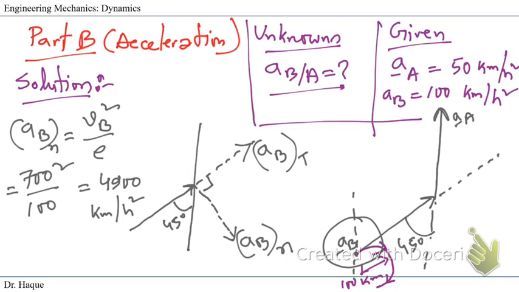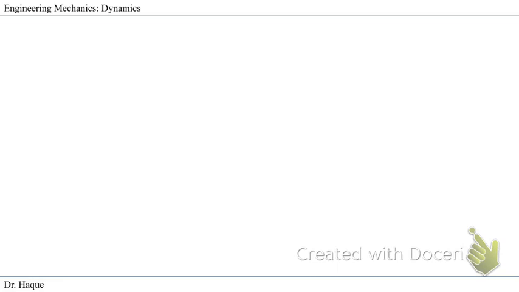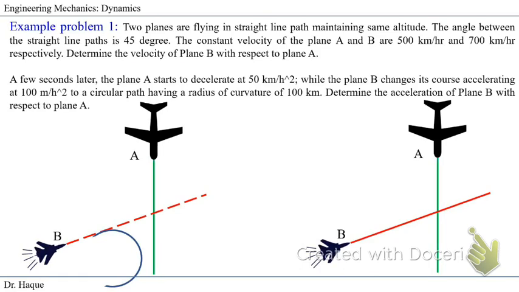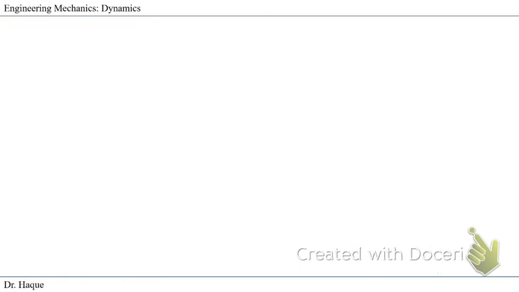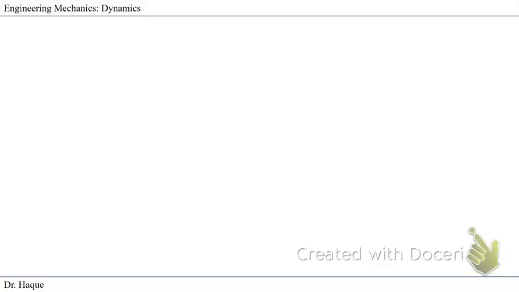Kilometer per hour square. So we have to use that radius of curvature, so that we just find the radius of curvature, the normal component of the acceleration, 4900 kilometer per hour square.